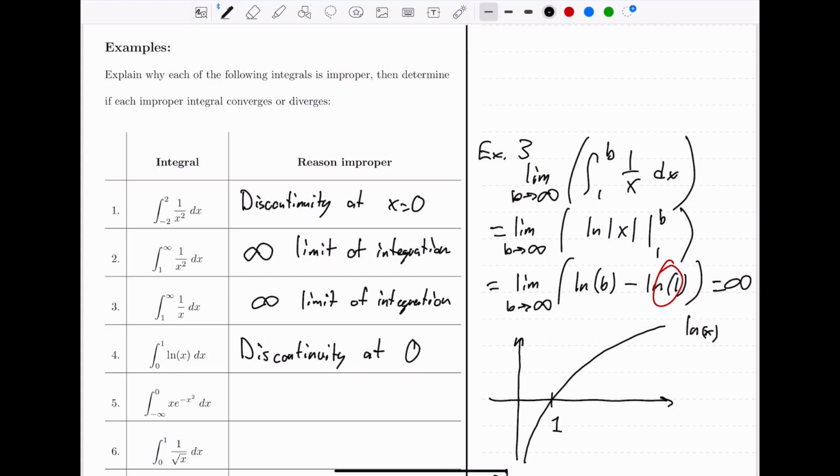Let's take a look at a couple more examples of improper integrals. For example 5, we have the integral from negative infinity to 0 of x times e to the negative x squared. Immediately we see the negative infinity as one of the limits of integration, and so for that reason this is an improper integral. We have an infinite limit of integration. Let's take a look at solving this.